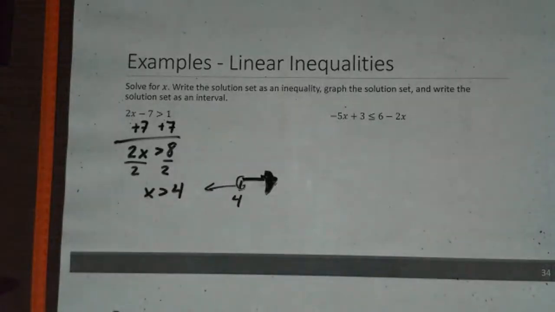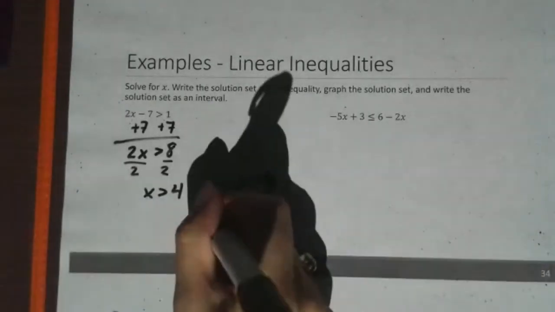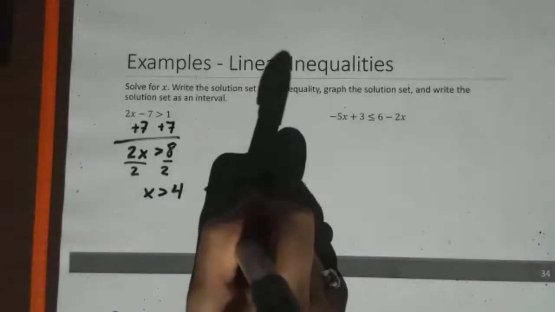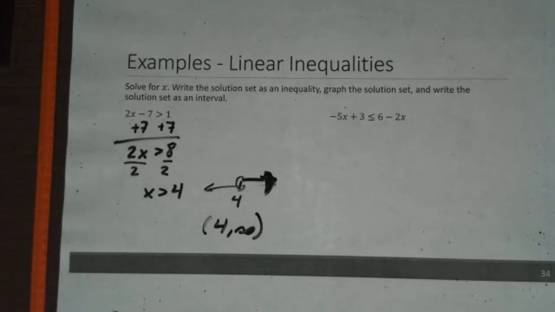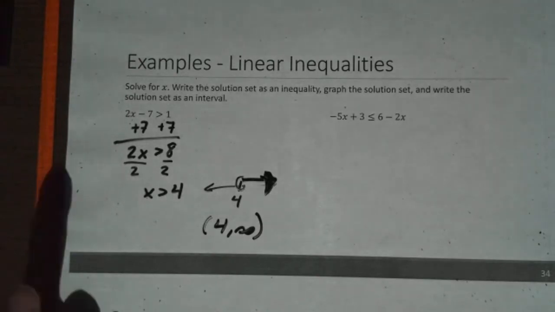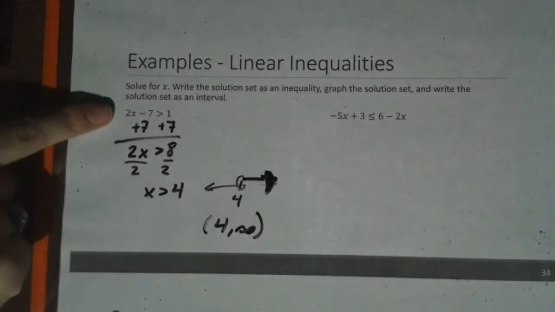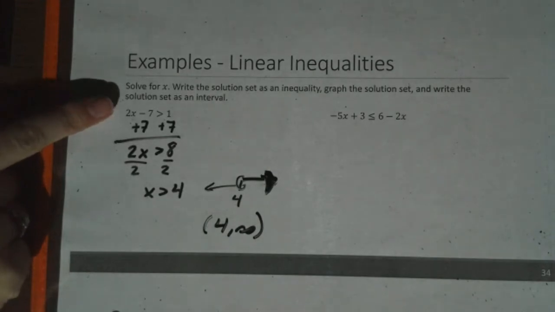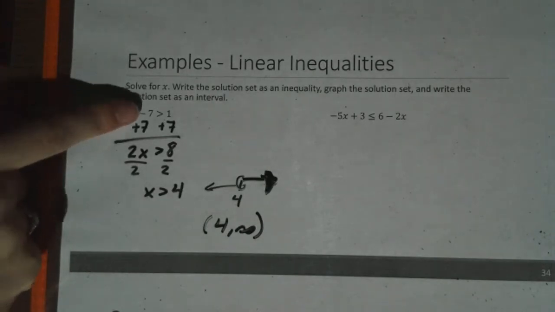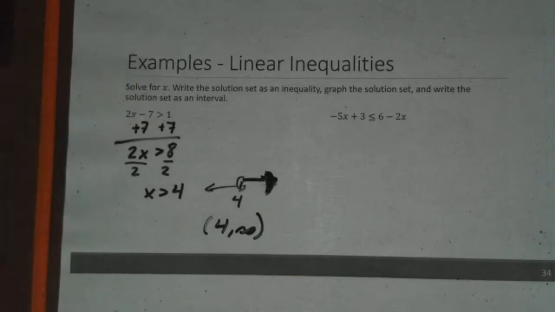Then I want to write it in interval notation, which would be 4 to infinity. So any number between 4 and infinity makes this true. For example, if we plugged in 5, 2 times 5 is 10, 10 minus 7 is 3, and 3 is greater than 1. That's how that works.